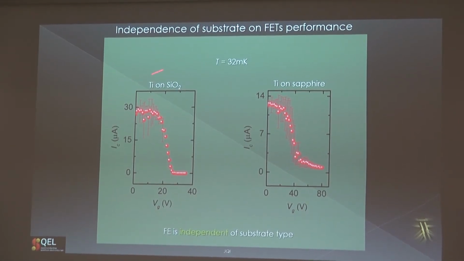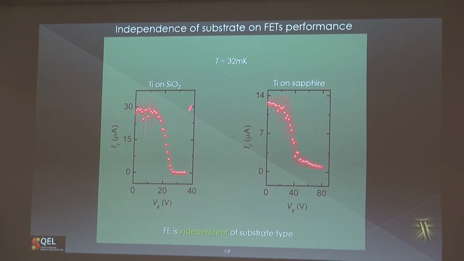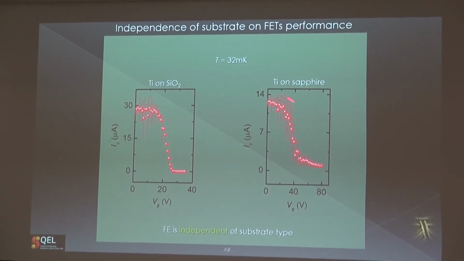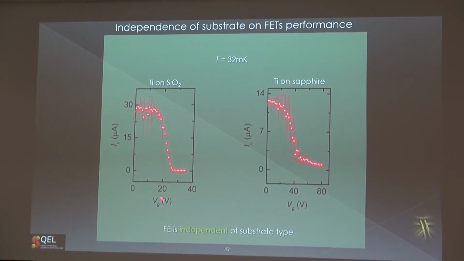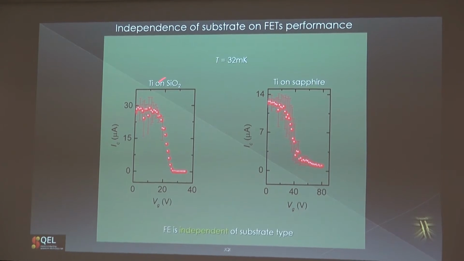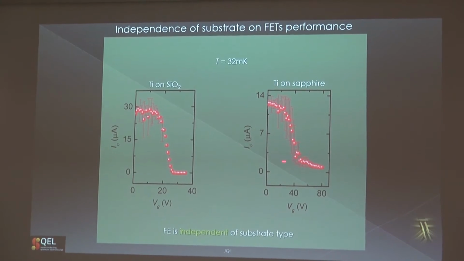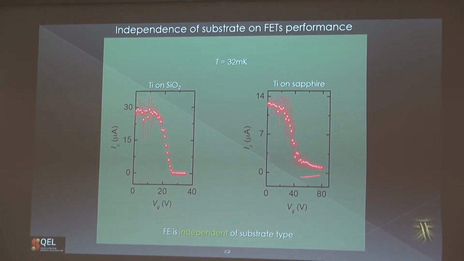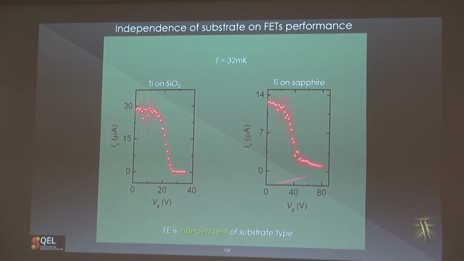So we have tried both doped and undoped silicon oxide substrates with very large resistivity up to 10 to the 4 ohm per centimeter in silicon oxide, and then on pure sapphire, okay, with similar geometry. This is a measurement at 32 millikelvin, so the critical current versus the gate for one titanium device made on silicon oxide and on sapphire. So you see, although the scale is slightly different because the geometry is different, the effect is present in the same way, and as I will show you, the leakage currents in the system are completely different. So it seems that it's completely independent of the substrate type, okay?